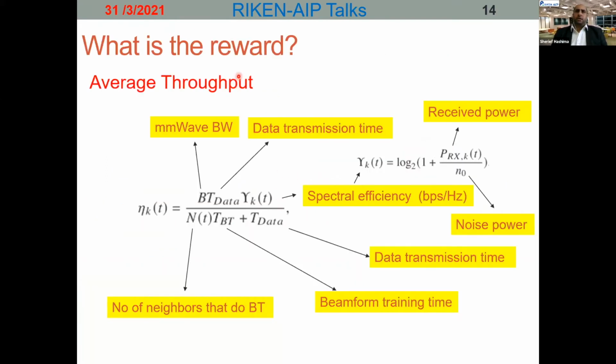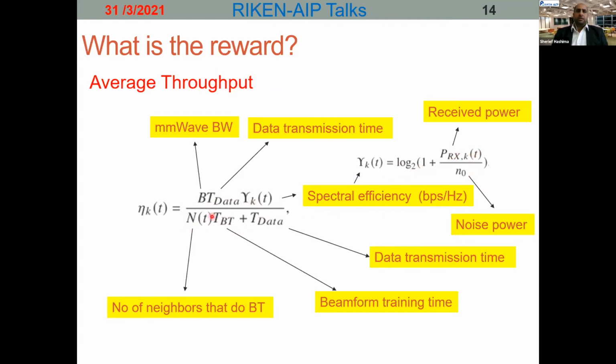What is the reward here? Our reward is the throughput that is obtained from the nearby device, and the throughput is defined by this equation. Here B is the millimeter wave bandwidth, T_data is the time for transmitting data, and gamma_k(t) is the spectral efficiency, which is log2(1 + signal-to-noise ratio).